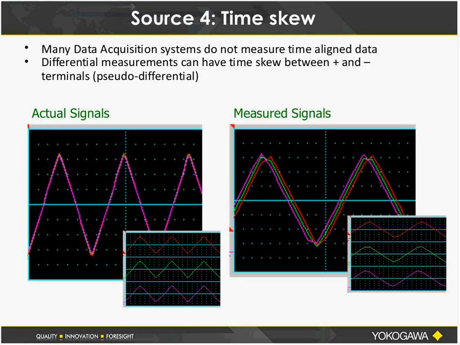If you have a switching or scanning type of measurement device, maybe a multi-channel single-ended device that actually uses a pseudo-differential measurement, meaning that it measures the positive terminal, then scans and measures the negative terminal, and then subtracts between the two to get a pseudo-differential measurement, there is time skew in your measurement.